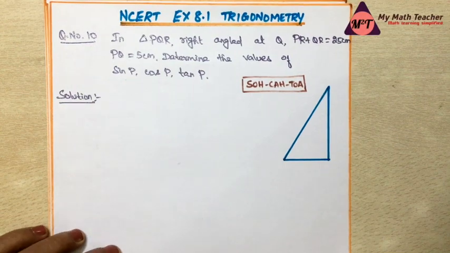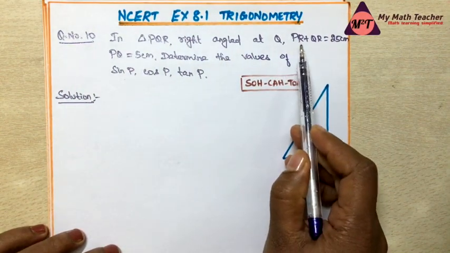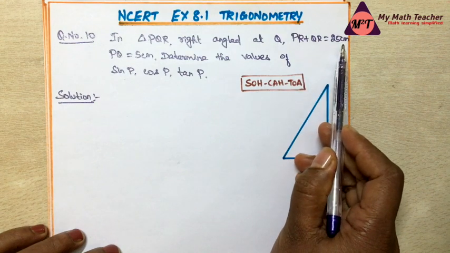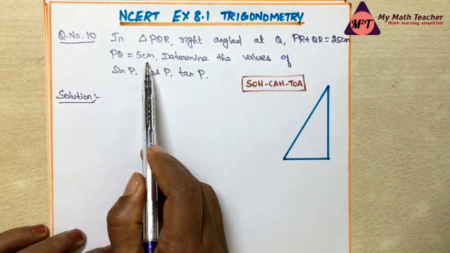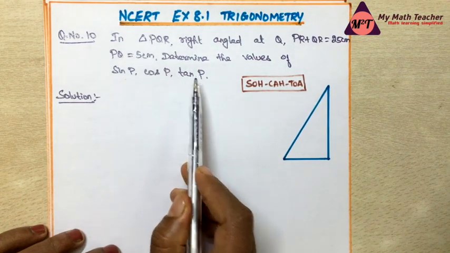Question number 10 is, in triangle PQR, right angled at Q, PR plus QR is equal to 25 cm, PQ is 5 cm. Determine the values of sin P, cos P and tan P.